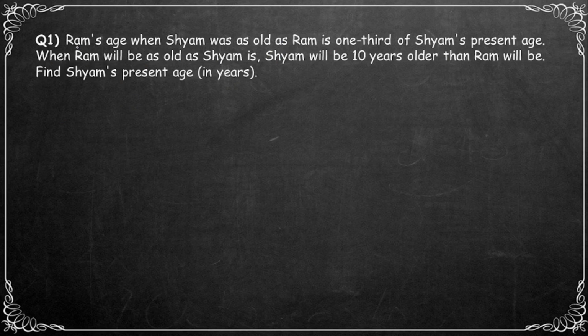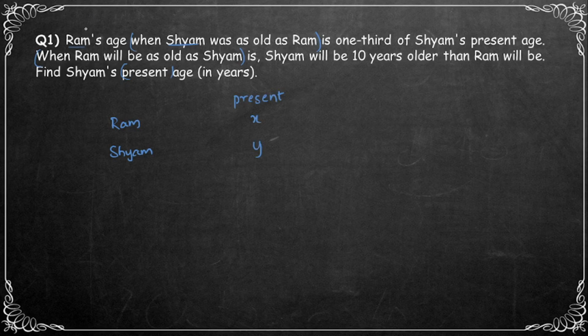Right? So we have two figures, Ram and Shyam. And we need to find how many events are there. So there are 3 events in the timeline: when Shyam was as old as Ram, when Ram will be as old as Shyam, and present. Okay, so let's take the present ages as X and Y.